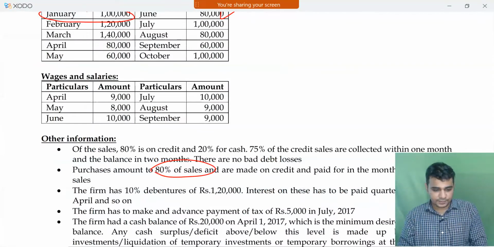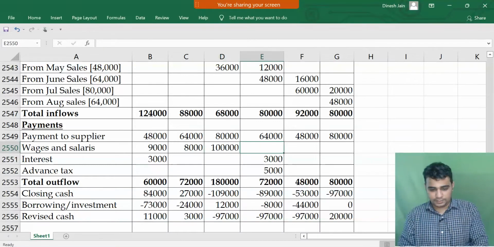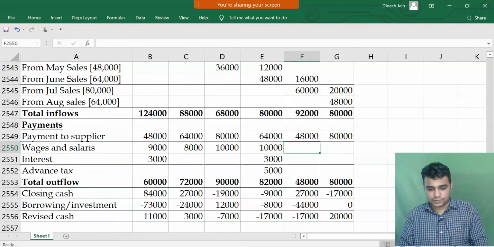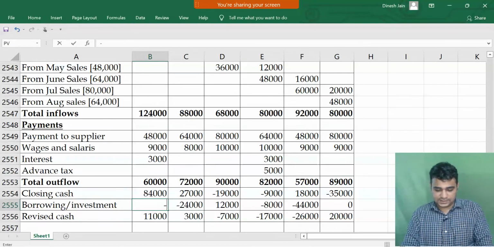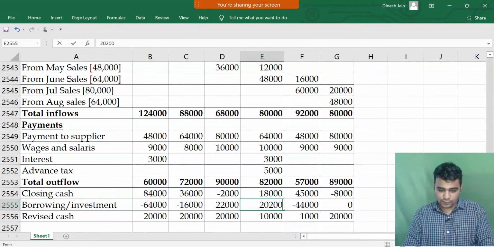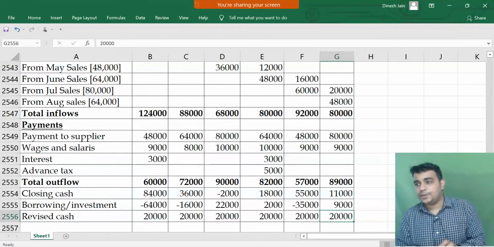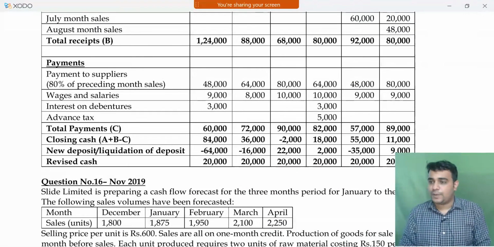Wages and salaries, assuming they are the payment, 9,000, 8,000, 10,000, 10,000, 9 and 9. So now 64,000 of deposit, 16,000 of deposit, 22,000 of withdrawal, 2,000 of withdrawal. Either you withdraw money or you deposit money depending on the cash flows. 64 minus 16, 22, 2 minus 35 and 9.